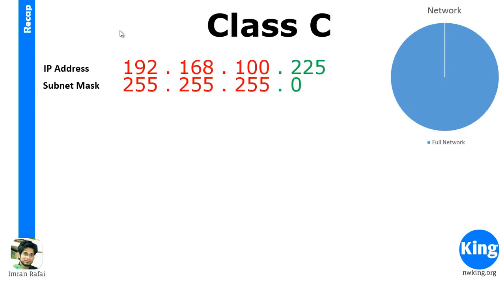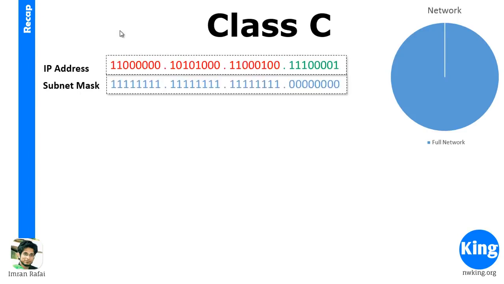192.168.100.225, subnet mask is 255.255.255.0. When we convert it into binary, this is what we get. And knowing what we know from our previous video, we know that the separation of network and host happens here, and this is nothing but /24, right? Because there are 24 ones. According to the formula, 2 to the power of host bits, the number of host bits is 8 because we have 8 zeros, minus 2. So this Class C network has 254 valid hosts.